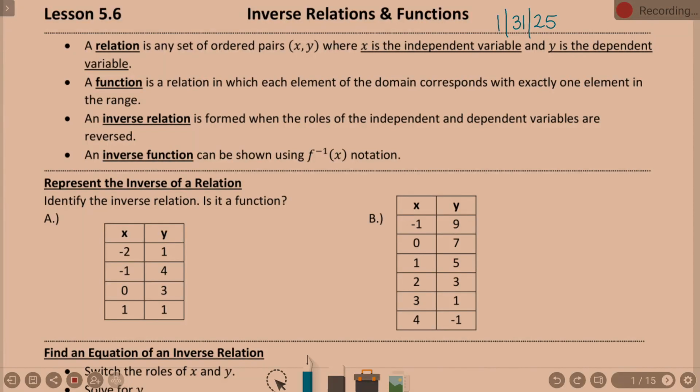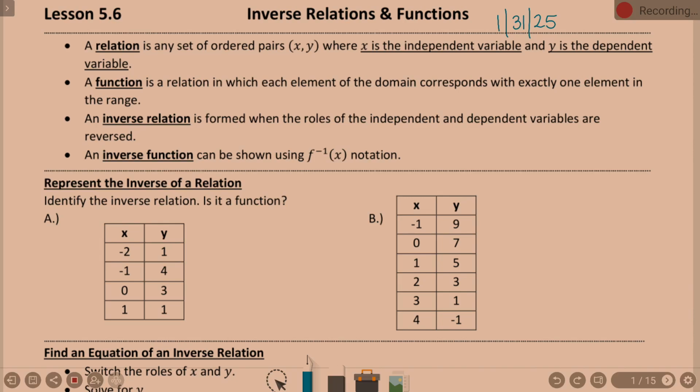5.6. We're still talking about functions. Today, we're talking about inverses. We're going to talk about how we find an inverse and what it means to be an inverse relation and inverse functions. Okay? So let's start with some vocabulary, that way if you see this vocabulary, you kind of know what it means.